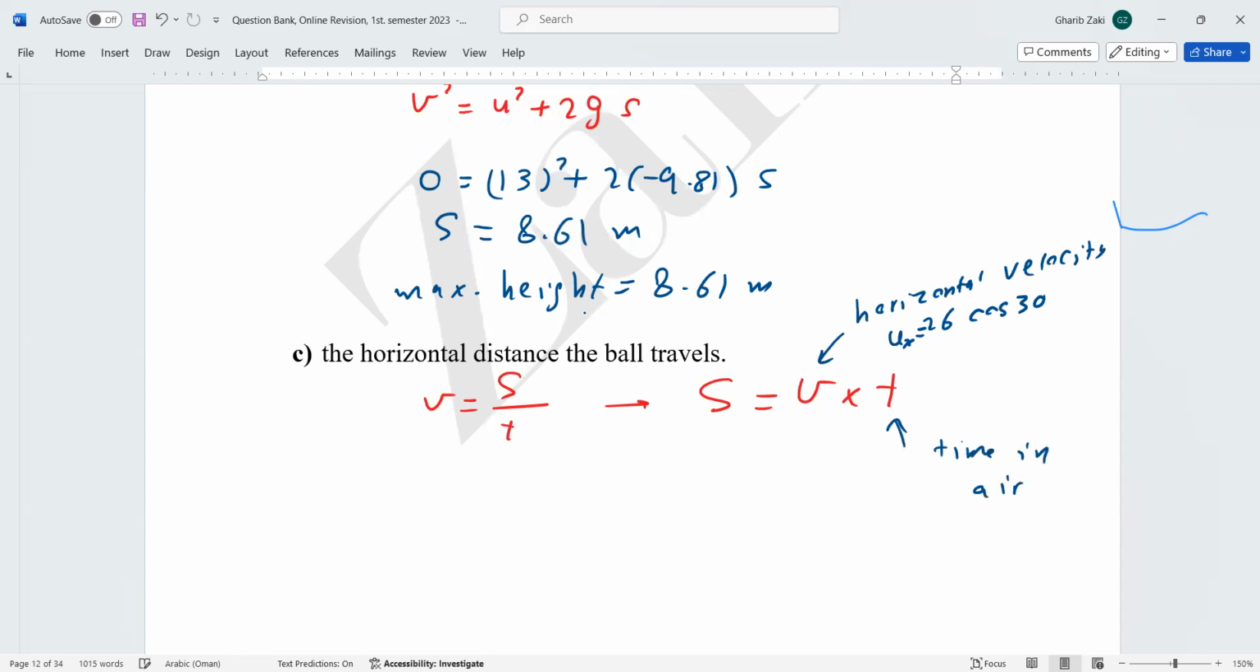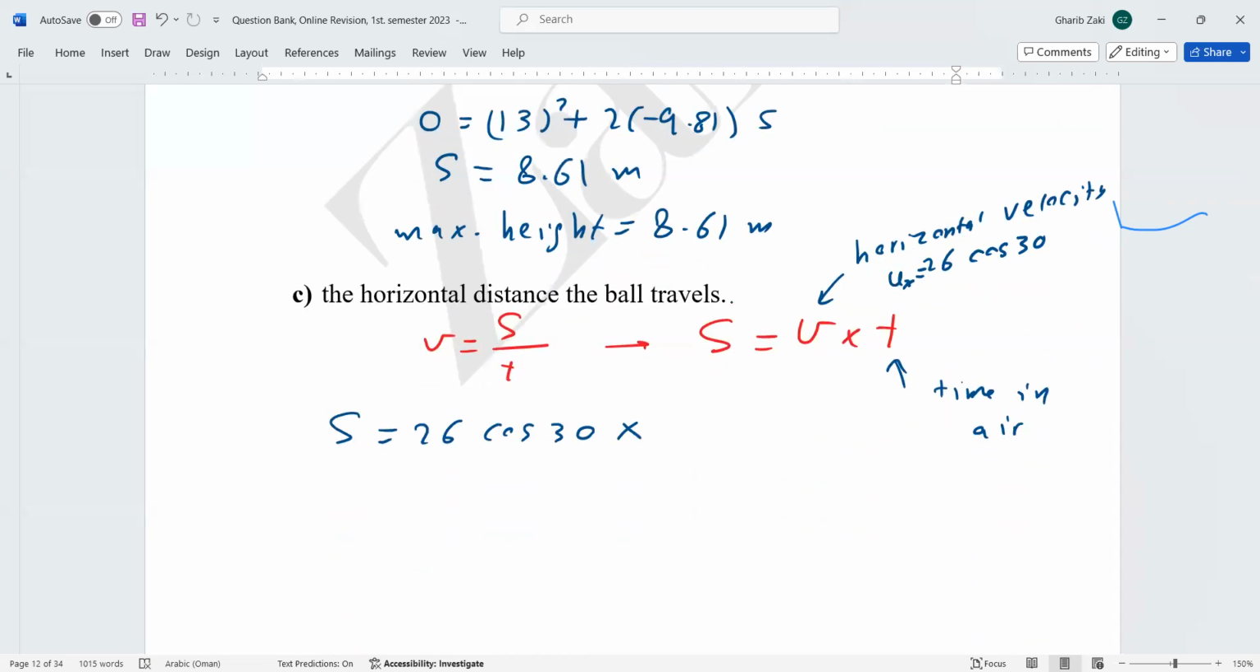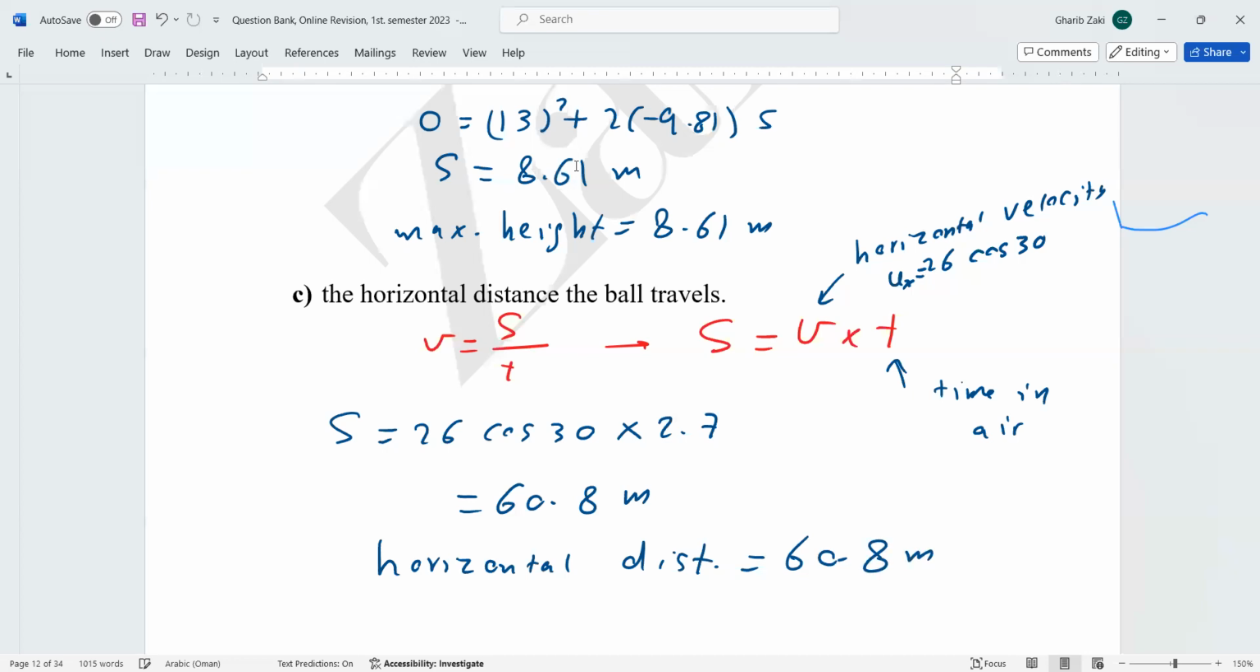The time in air is double the time of maximum height. Then s equals 26 cosine 30 multiplied by the time in air, which we got before, 2.7. So 26 cosine 30 multiplied by 2.7, the answer is 60.8 meters. So the horizontal distance equals 60.8 meters. Yes, question?